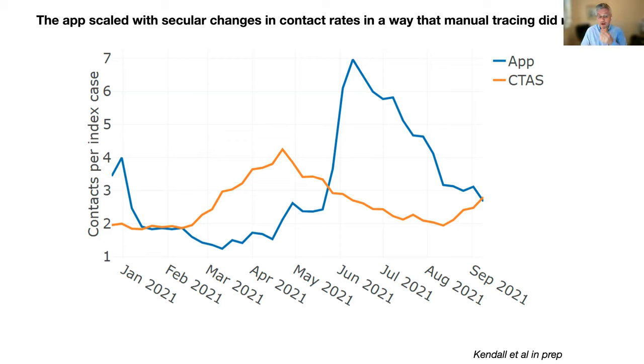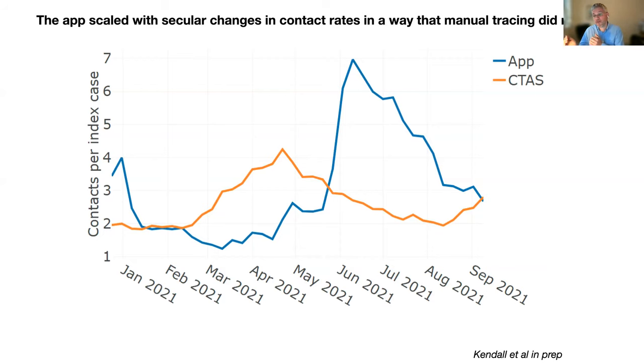And this is a period, the end of the winter wave, the alpha wave at the left, and the beginning of the delta wave at the right. And what you can see is that the app reflects the contact rates that people actually have. Because what happened was that we had a staged reopening of society. And every time we went through one stage, phase one, phase two, phase three, phase four, reopening of the society, we see an increase in contact rates. And one of the things we observed was that the biggest change was actually in phase three.